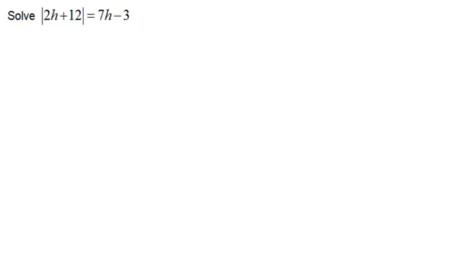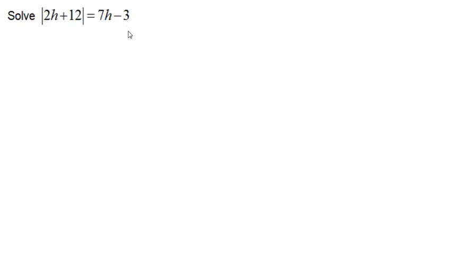Solve the absolute value of 2h plus 12 is equal to 7h minus 3. Whenever we're trying to solve absolute value equations, we want to make sure that the absolute value is alone and it equals a distance that you can travel away from 0. So here we can see the absolute value is alone, and the distance they would like us to travel away from 0 is 7h minus 3.